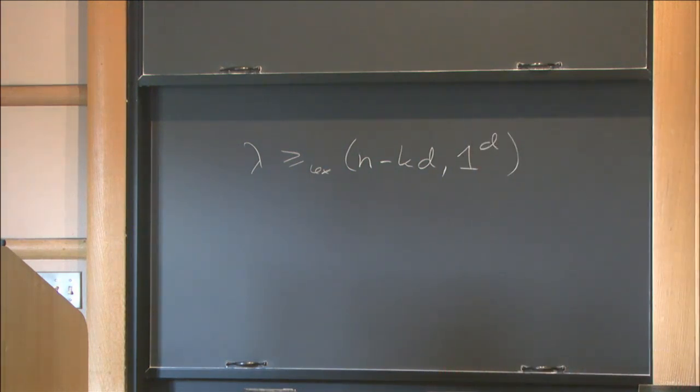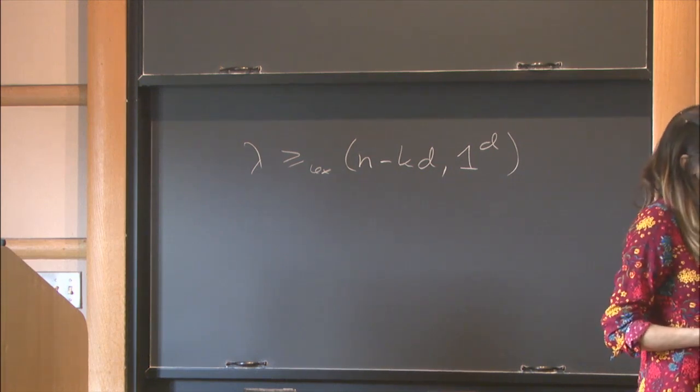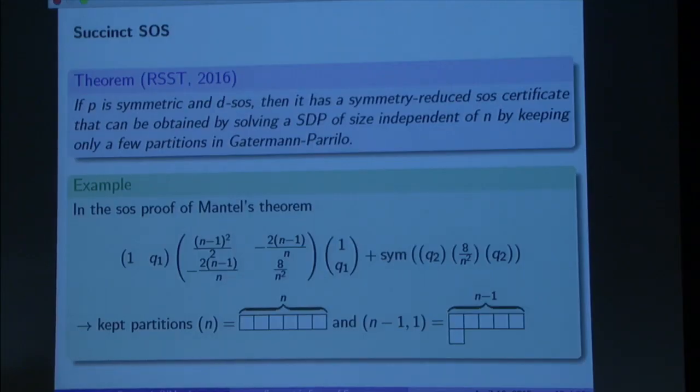So in the case of the Mantel proof, I just needed to keep n and n minus 1, 1. So this is the sum of squares, like the block that comes from this partition, and this is the block coming from this partition. It means that the ideal will be 0 on all the other partitions, on all the other vectors. You have no projection there. You don't get anything more by using the other partitions. Okay, so that's good. So the size now of my program is independent of n, provided that d is independent of n.